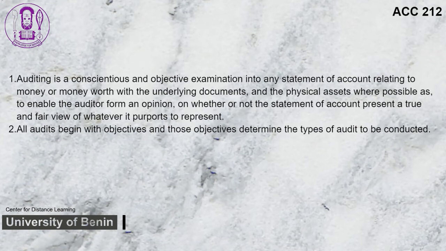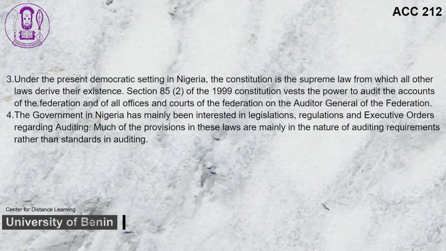2. All audits begin with objectives, and those objectives determine the types of audit to be conducted. 3. Under the present democratic setting in Nigeria, the Constitution is the supreme law from which all other laws derive their existence. Section 85(2) of the 1999 Constitution vests the power to audit the accounts of the Federation and of all offices and courts of the Federation on the Auditor General of the Federation. 4. The government in Nigeria has mainly been interested in legislations, regulations, and executive orders regarding auditing. Much of the provisions in these laws are mainly in the nature of auditing requirements rather than standards in auditing.